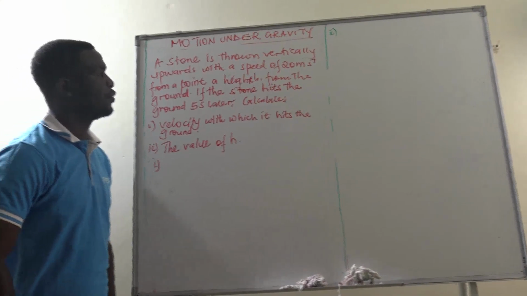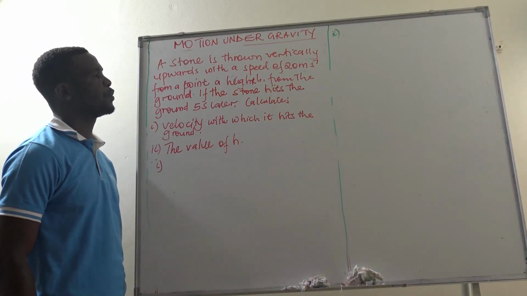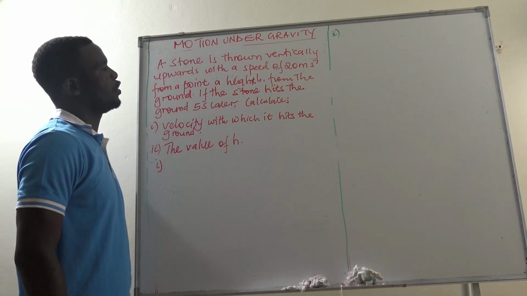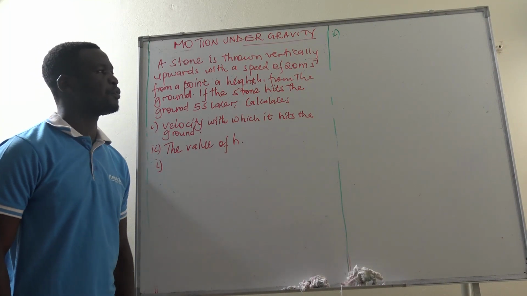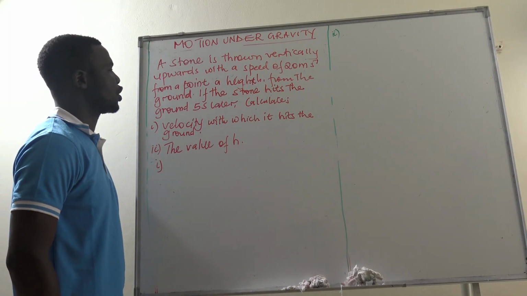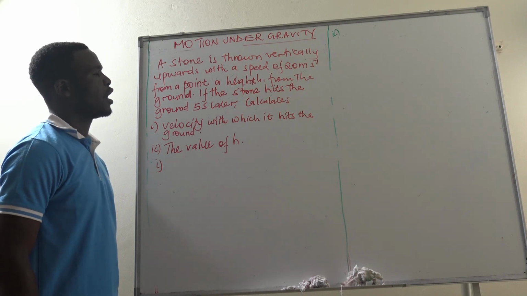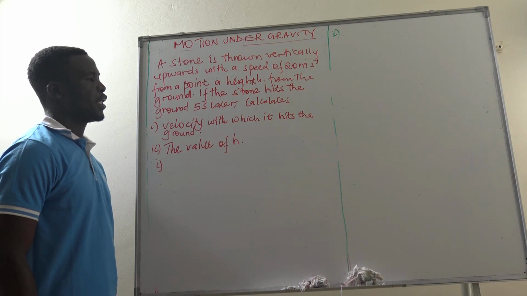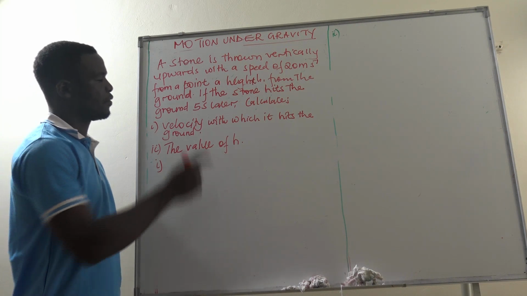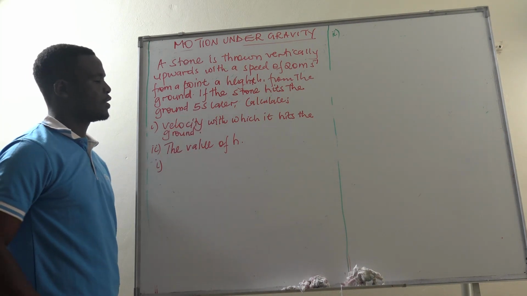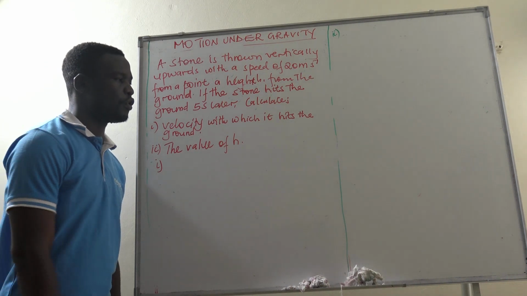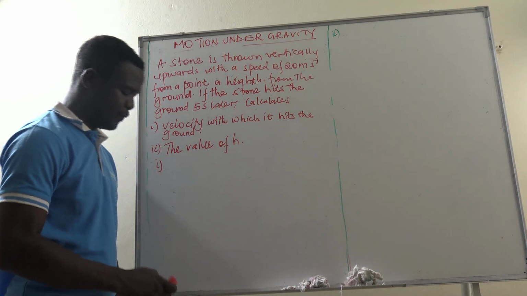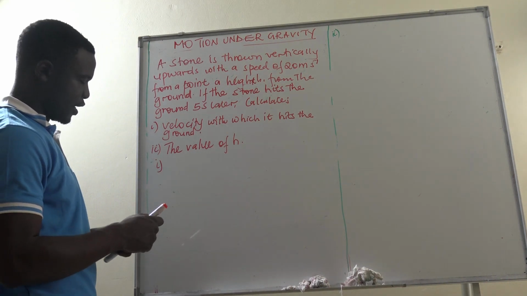In this video, we are going to ask a question which says that a stone is thrown vertically upwards with a speed of 20 meters per second from a point at a height h from the ground. Now the question is that if the stone hits the ground 5 seconds later, calculate the velocity with which the stone hits the ground. Now how do we calculate velocity?